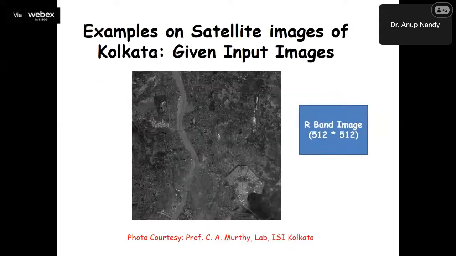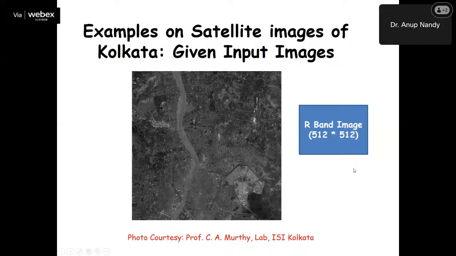This dataset is of satellite images of Kolkata. You are given 4 different images, as you can see. It was taken from Professor C. Murthy's lab, ISI Kolkata, during my tenure there, when I visited ISI Kolkata during my PhD time. At that time, we implemented it on these satellite images of Kolkata.